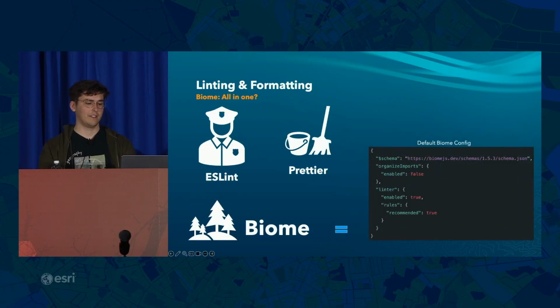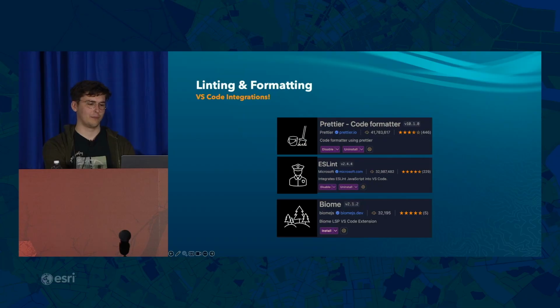Even just looking at the config for Biome, it's like 10 lines. In some of my projects, my ESLint configuration extends over 100 lines. So it's much easier and it provides sensible defaults that you can get started with quickly. And at the end of the day, they're all useful because they provide VS Code plugins, so it's really easy to integrate them into your code editor.